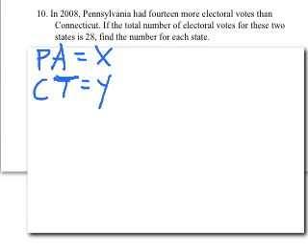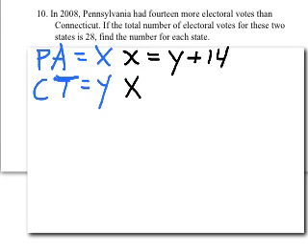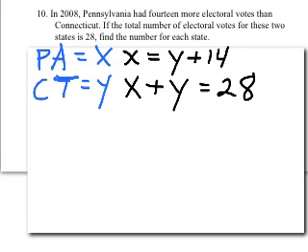Okay, so Pennsylvania had 14 more electoral votes than Connecticut. So the X equals the Y plus 14. See, Pennsylvania is greater, has 14 more. So if we add the 14 to the Connecticut, we get it. And then the other equation is, if the total number of electoral votes for these two states is 28, find the number for each state. Total number of electoral votes for these two states. So both of them added together, Pennsylvania plus Connecticut. So our X plus our Y equals 28. Okay, so now we have our two equations.